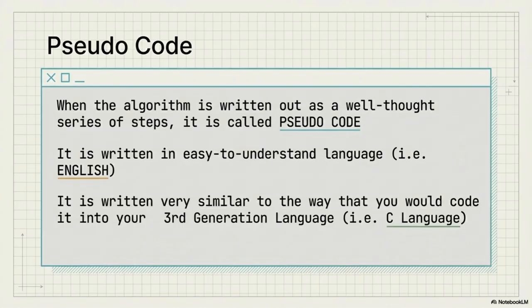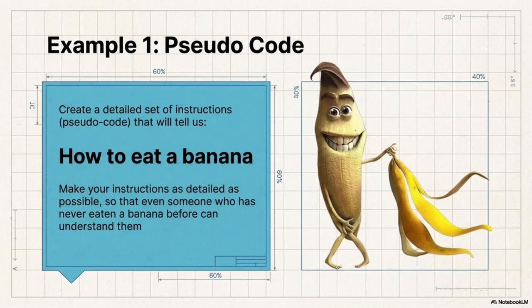So when the algorithm is written out as a well thought series of steps, it is called pseudocode. Normally it is written in English language. Okay, we don't write pseudocode in other language than English. So it is written very similar to the way that you would code it into your third generation language, that is C language.